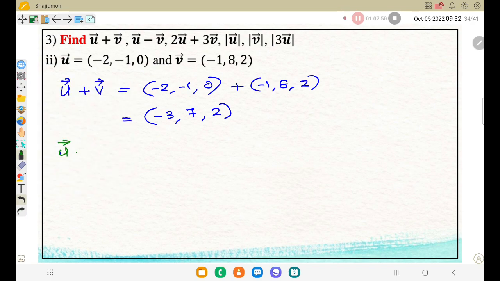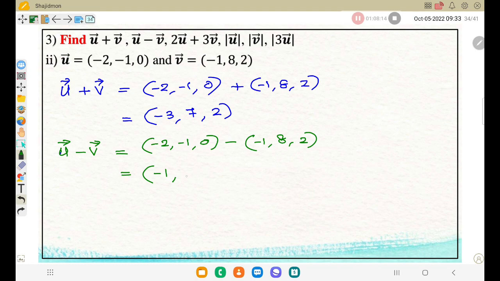Now vector u minus v next. Vector u minus vector v equals. What is vector u? (-2, -1, 0) minus vector v, (-1, 8, 2). So when we are subtracting, minus 2 minus minus 1, correct? Minus 2 minus minus 1, that is minus 2 plus 1, minus 1. Minus 1 minus 8, minus 9. 0 minus 2, minus 2.